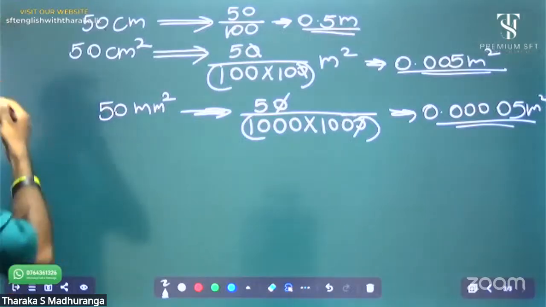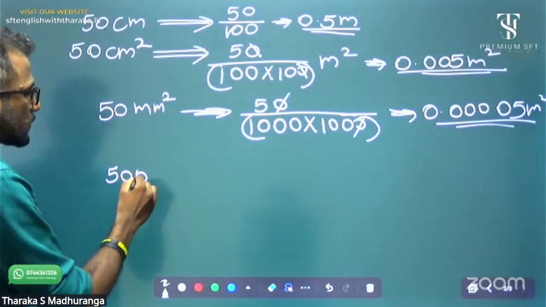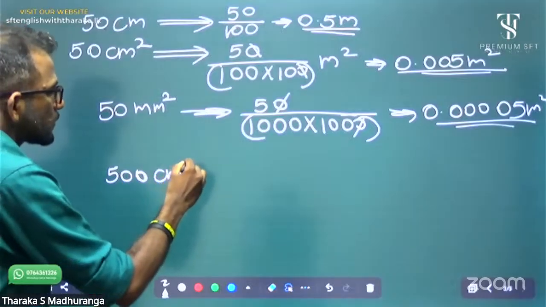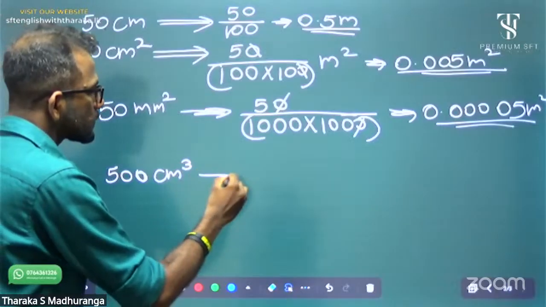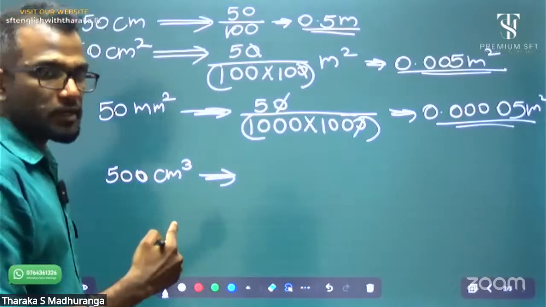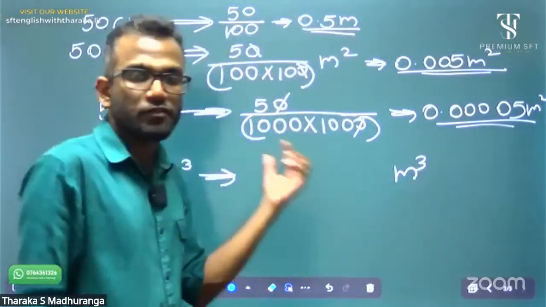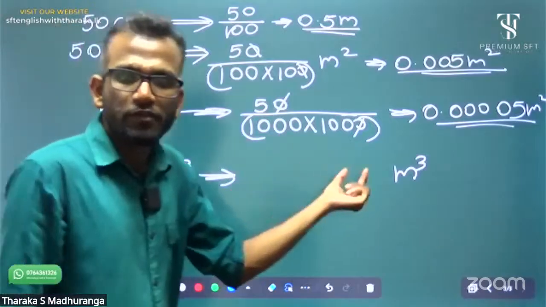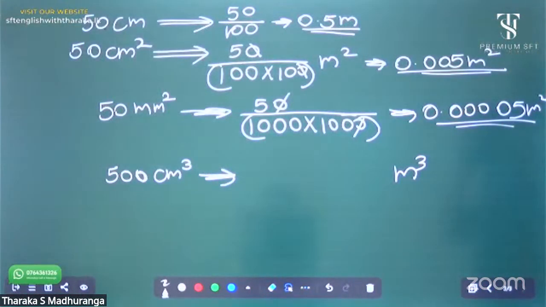Okay, my next challenge. Can you convert 500 cubic centimeters into cubic meter, the standard unit? That's a volume. Can you convert volume into the standard unit? That's my final challenge. Same concept, understand the concept.